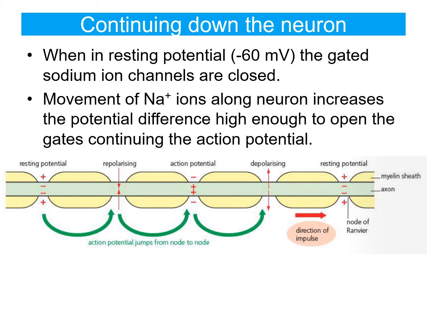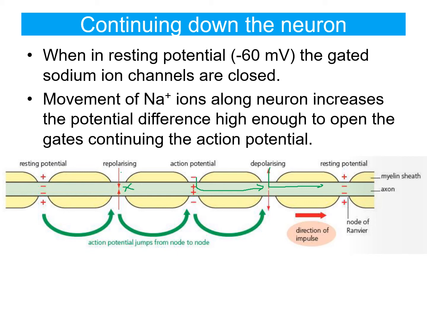So what happens is you get this happening, the sodium ions rush in from the one area and they diffuse down and they cause that one to change charge, so that causes more sodium to come in, and so on and so on. Yes, they diffuse back, but when they diffuse back, it's always in the refractory period, so it can't cause it to open. So the movement of sodium ions along the neuron increases the potential difference high enough to open the next sodium channel via positive feedback.